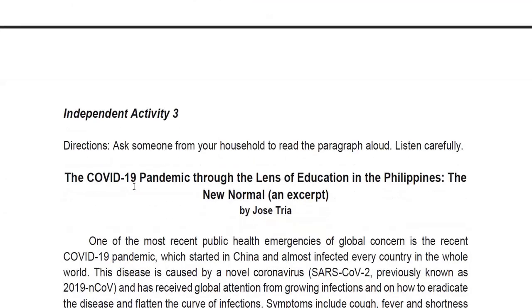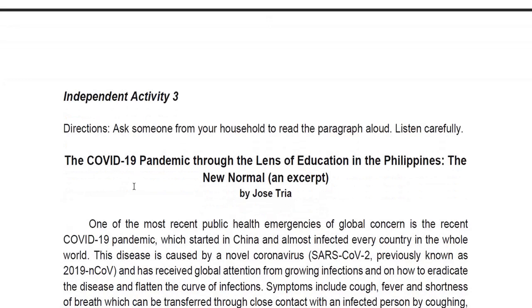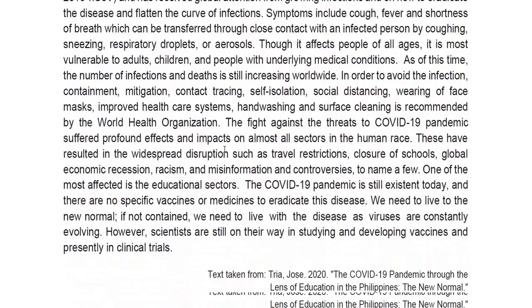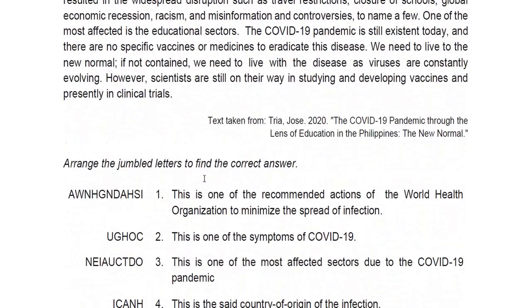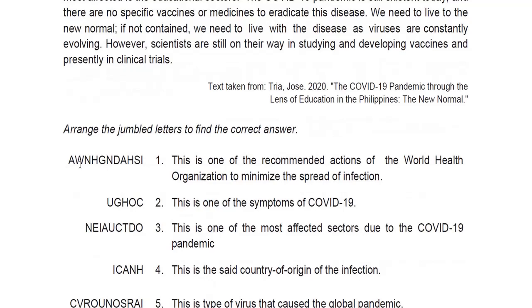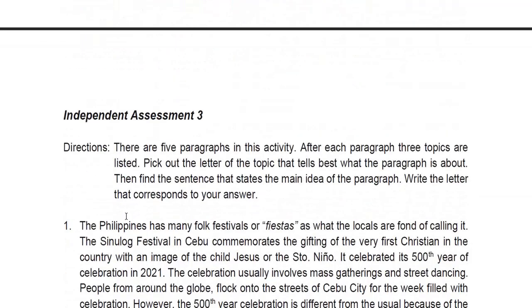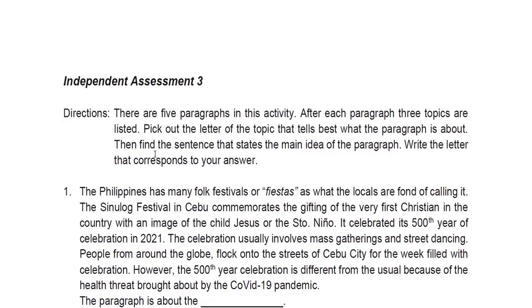Next, we have here independent activity number 3. Ask someone again in your family to read the paragraph aloud, and listen to this carefully and just answer this one. All you need to do is to arrange the jumbled letters for you to find out the correct answer. And last one, independent assessment number 3.